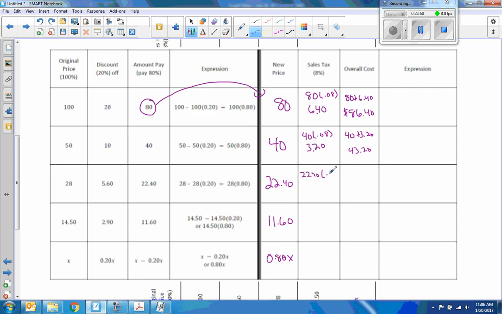22.40 times 0.08. 8 times 0 is 0. 8 times 4 is 32. 8 times 2 is 16, plus 3 is 19. 8 times 2 is 16, plus 1 is 17. 1, 2, 3, 4 decimal places. And that would be $1.79. Okay, so be careful with your decimal place there. It would not be $17.92 tax on 22. That'd be a huge amount of tax. So it's $1.79.